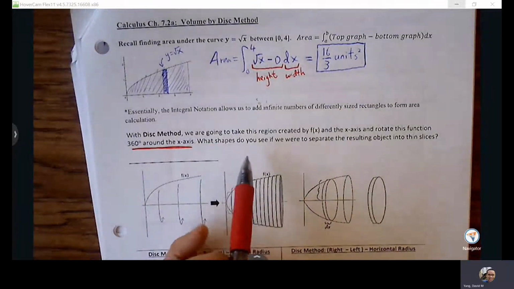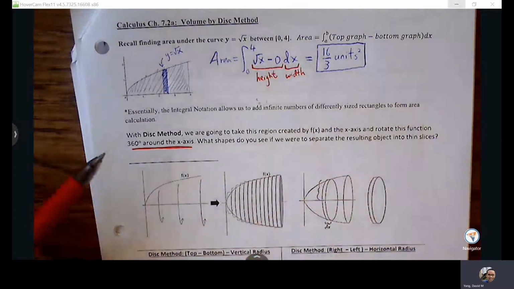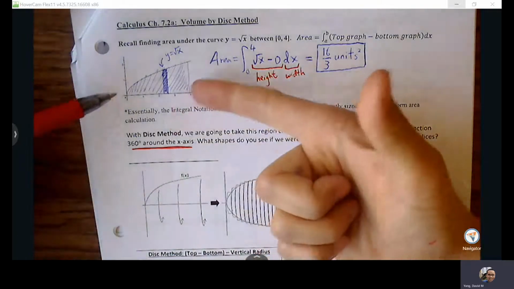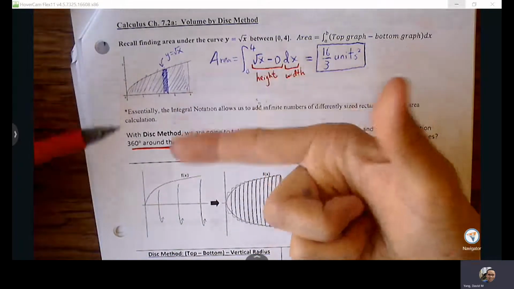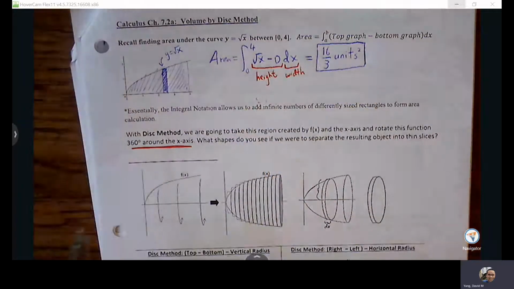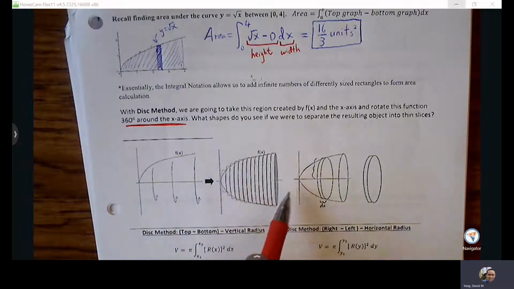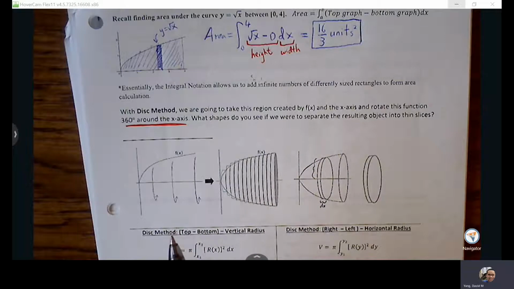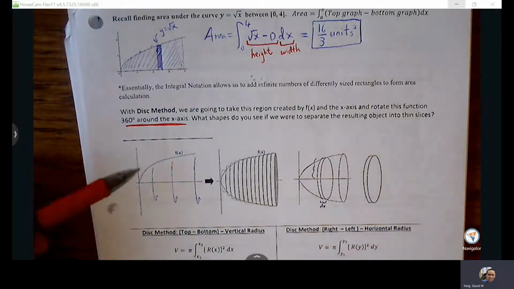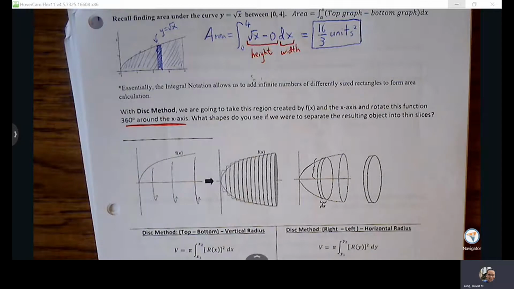Okay, and then what shapes do you see if we were to separate the resulting object into thin slices? So you kind of imagine that if we were to take this shape and rotate it around the x-axis, this is what's going to come out of it. We can kind of imagine it's going to create kind of a bowl-shaped object. We're never going to have to draw these objects. We just have to understand how to pull certain information from it, put it into the formula, and get the volume.